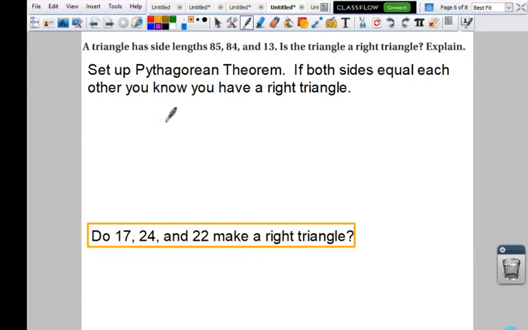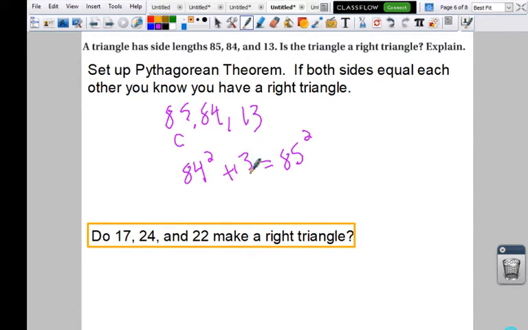I'm going to look at my side lengths of 85, 84, and 13. What's A, what's B, what's C? 13's A. What's C? 85, right? It has to be C. So I'm going to go 85 squared equals 84 squared plus 13 squared. If the left side equals the right side, my answer is yes, they are a right triangle. If they do not equal, I'm going to say no.